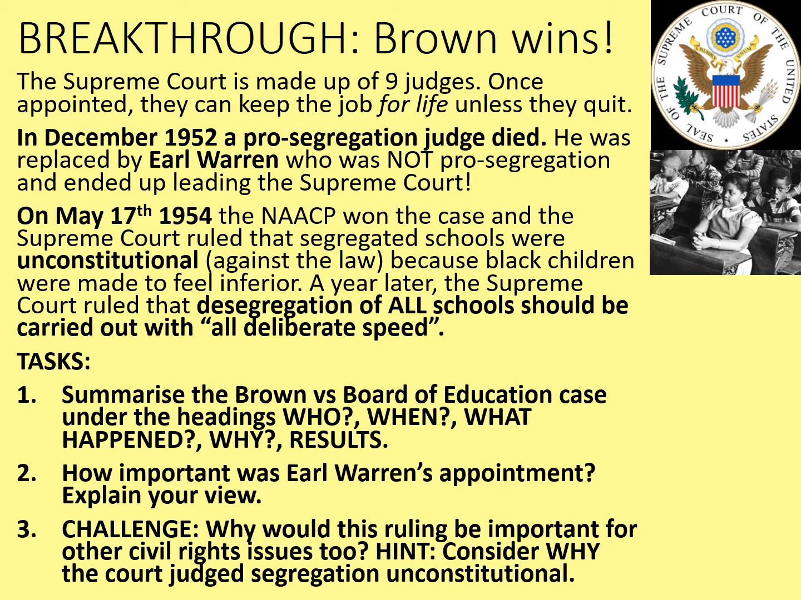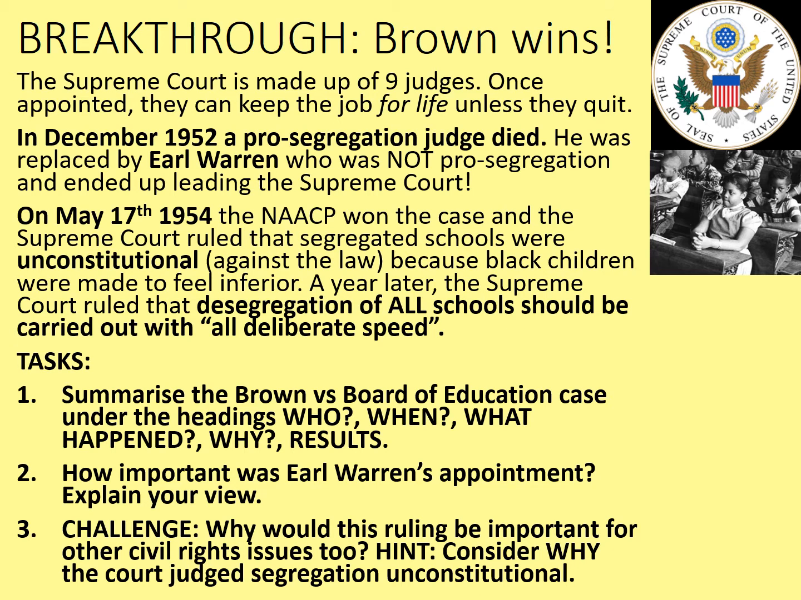Alright, let's consider task 1. Who have we included? Well, we should have included the NAACP, the Supreme Court, and specifically Earl Warren as leader of the Supreme Court. In terms of when, we should have noted down that the case started in December of 1952, when that pro-segregation judge died, and it was completed on May 17th, 1954.